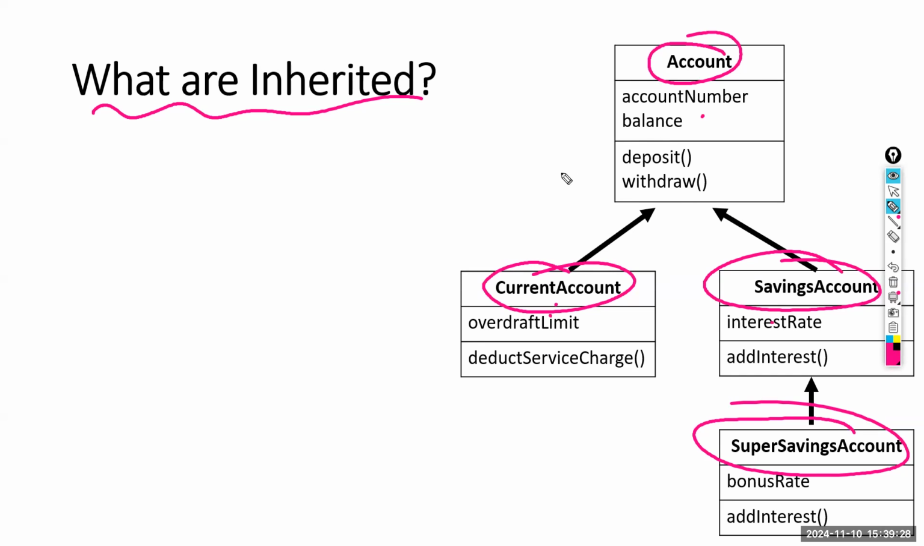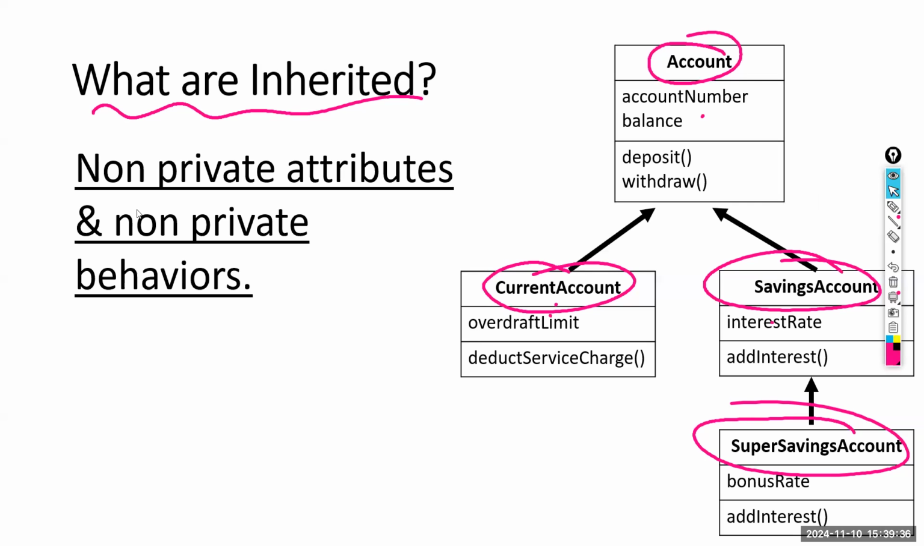Non-private attributes and behaviors. Private things are not inherited to the subclass. Non-private attributes and non-private behaviors. If you have marked a particular attribute private, a particular behavior as private, those are not inherited to the subclass. So when you create an object of this class, private attributes and private behaviors are not available to this object. But there are non-private attributes and behaviors. Those are also available in addition to the attributes and behaviors defined in this special class.